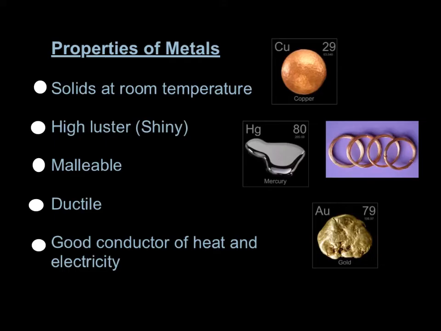They're malleable, and all malleable means is you can bend it into shape. So an example of that is these rings. This is copper. You can bend copper into shapes. It's ductile, meaning you can pull it into wire. Great example is shown over here also. You can pull copper into wire. And metals are a good conductor of heat and electricity, and that's something you should remember from 5th grade.